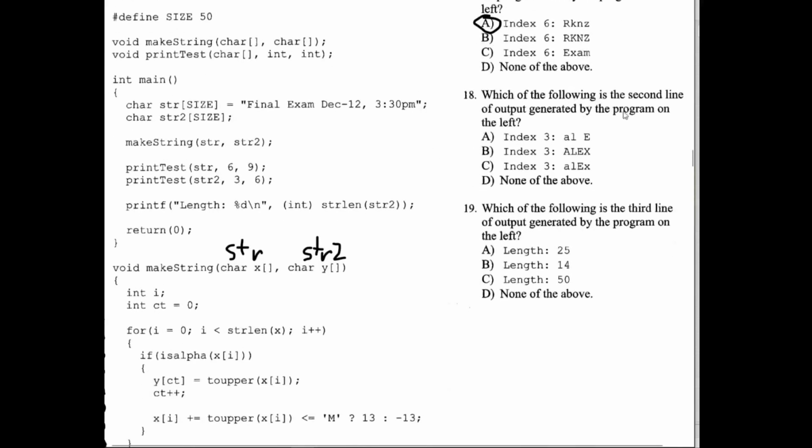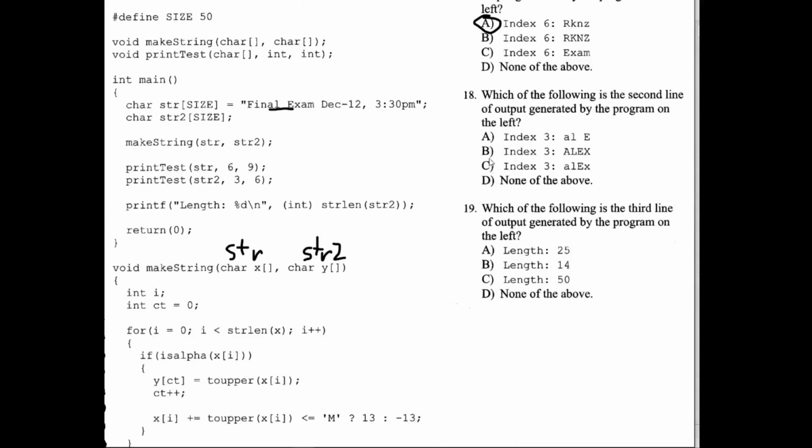And then question 18, which of the following is the second line of output generated by the program on the left? We have three options: AL space E, ALEX in all uppercase, and ALEX, and it's a good thing to actually check what part of the actual string we are looking at, this index 3. So we count 1, 2, 3, and it's 3 to 6, so 4, 5, 6. So this is the original input, or what would look to be the input for this makeString at that spot. And we can see what it does to the second string is that it sets it to uppercase. So we know that it's going to be all uppercase.